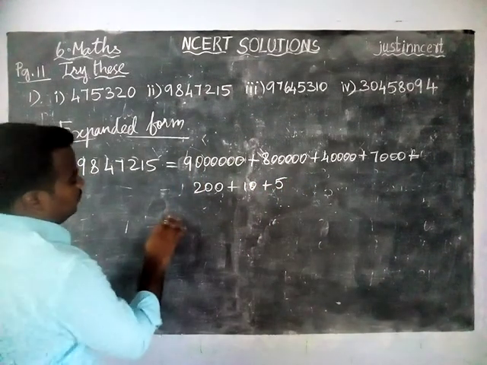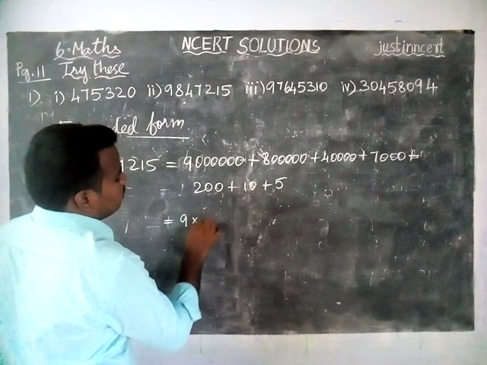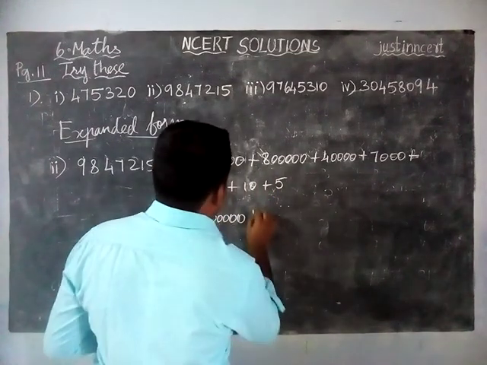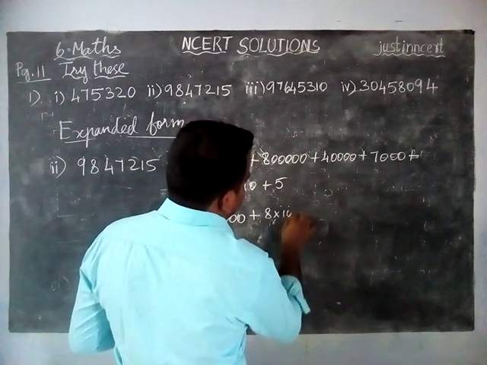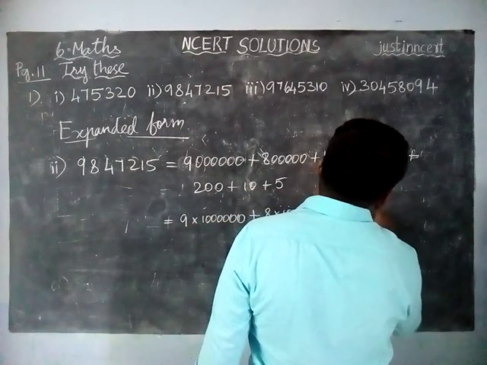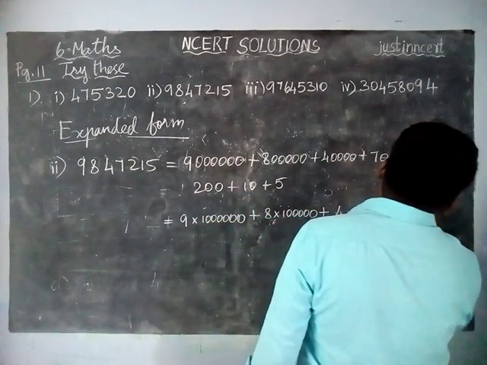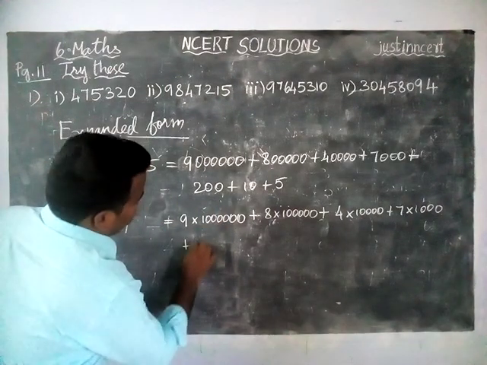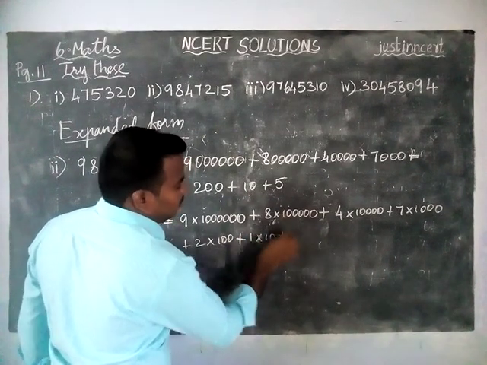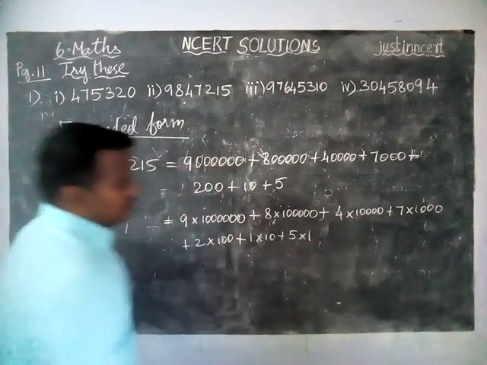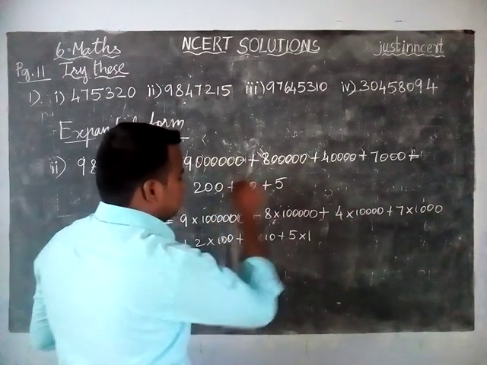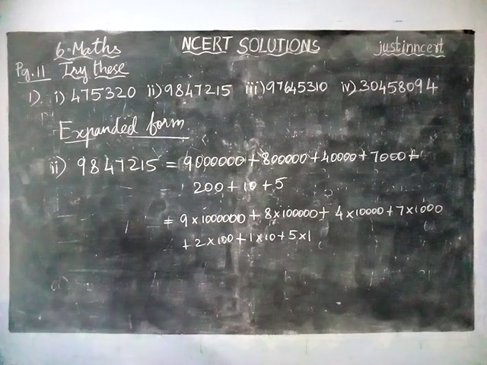Now listen, this is 9 into 10 lakhs plus 8 into lakh plus 4 into 10,000 plus 7 into 1,000 plus 2 into 100 plus 1 into 10 plus 5 into 1. So 1s, 10s, 100s, 1,000, 10,000, lakh, 10 lakh. Like that we have expanded these things. Next, the third sum.